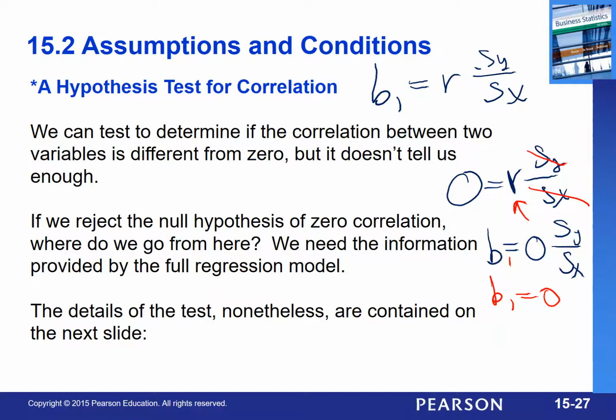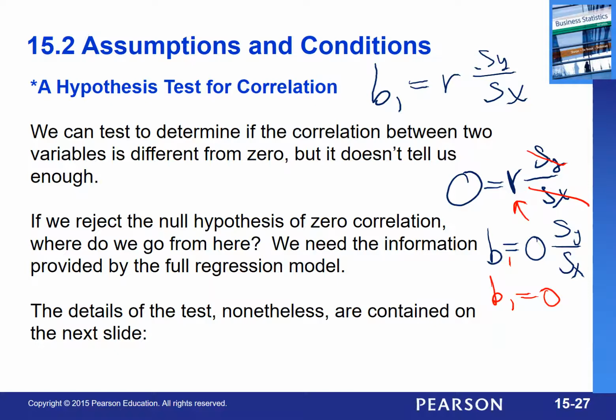And if you think about it, if slope is zero, then one of these has to be zero. And it can't be sx because if it's zero, you just violated the laws of mathematics and you just divided by zero, you put a hole in the universe. We're not going to do that. So it's not that one.